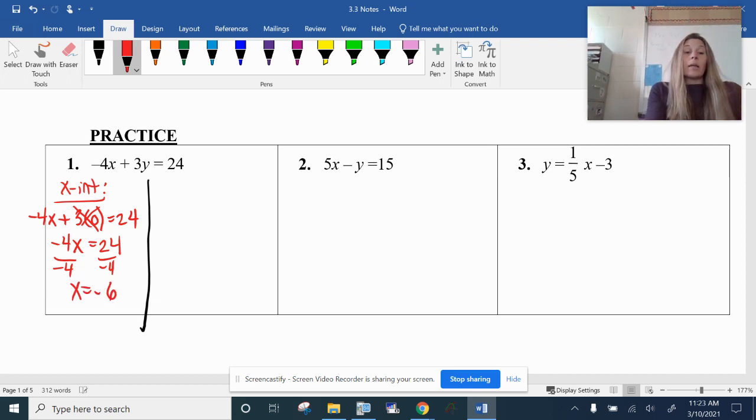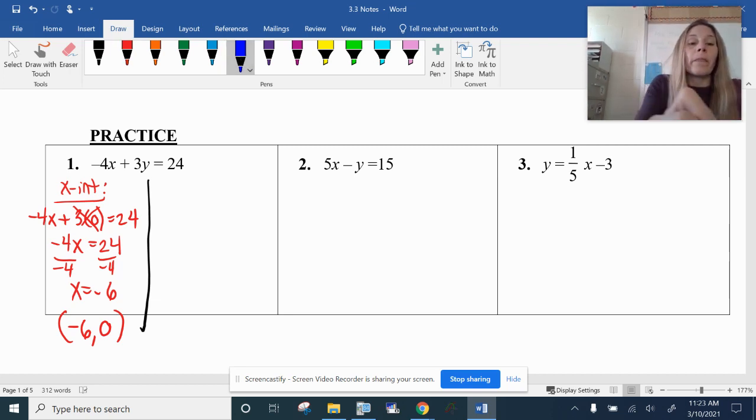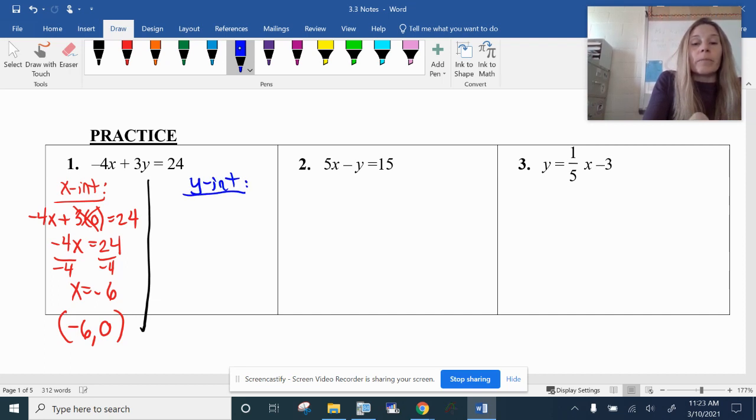Now remember, even though you kind of know now where it is going to cross the x-axis, you need to write this as an ordered pair because we're finding that point on the x-axis where the line's going to cross through. So now to find my y-intercept, I'm going to put the 0 in for the x.